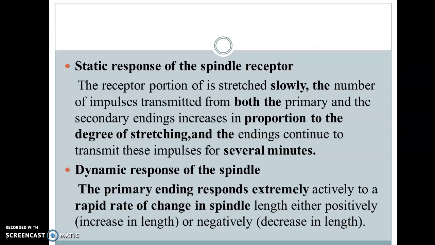Coming to the next type of response, which is dynamic response. As the name suggests, whenever there is a rapid stretching of the muscle receptor, only the primary endings will sense this rapid rate of change in the spindle. And they will cause either a positive reaction, that is an increase in the length of muscle, or a negative reaction, that is a decrease in the length of muscle. So these are the responses given by the muscle spindle receptor: static, slow; dynamic, rapid.